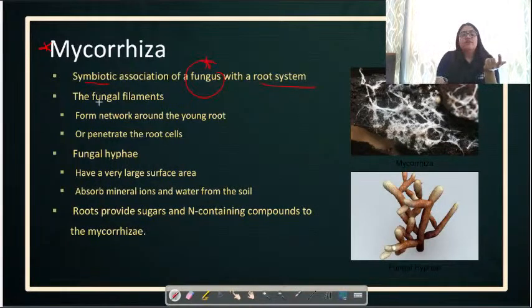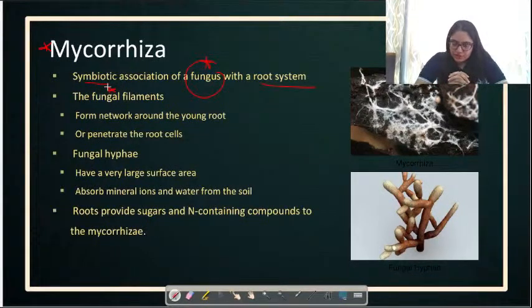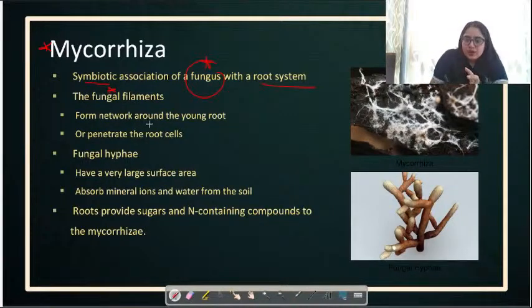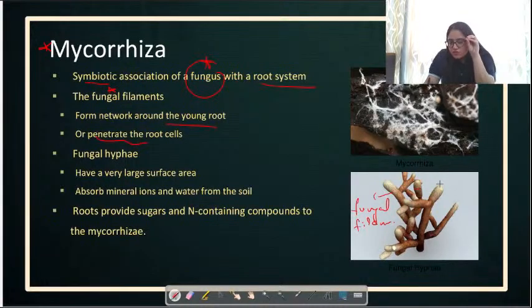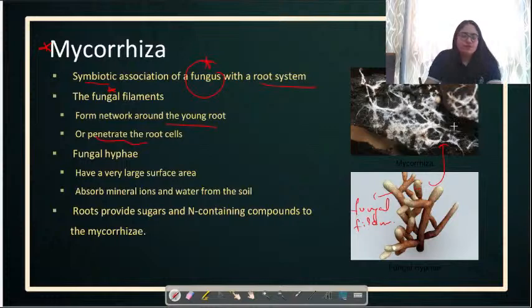It is fungi, and fungi will have fungal filaments. So in this mycorrhiza type of association, the fungi, with the help of its fungal filaments, will either form a network around the young roots or will try to penetrate inside the root cell. So in this diagram, what are these? These are the fungal filaments. This is the zoomed-out portion of the fungal filament, but exactly on the root system, this is how the association will look.